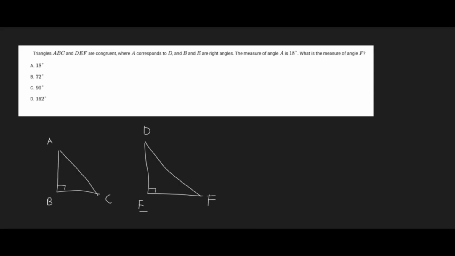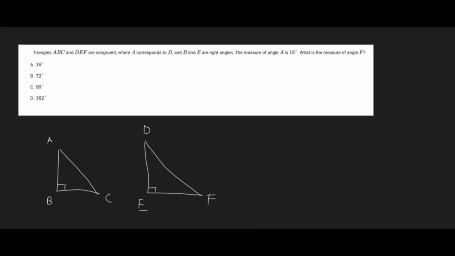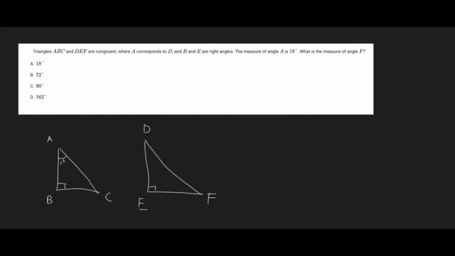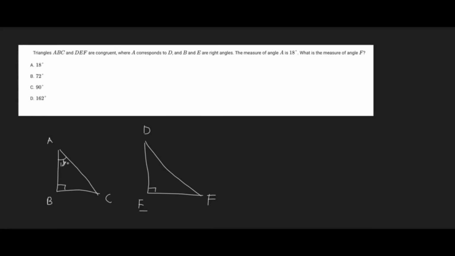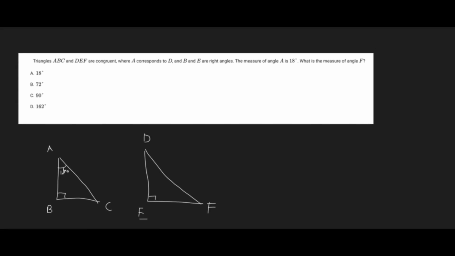So they say that the measure of angle A is 18 degrees. So we have 18 degrees right here. Alright, so here's the thing, right? We know that right angles are 90 degrees. So angle B is going to be 90 degrees. And so they want us to find the measure of angle F, and angle F is in the other triangle. But since we know they're congruent triangles, we know that their corresponding angles are going to be the same, right? Not only are they similar in terms of side lengths, but they're also going to have the same angle measures.